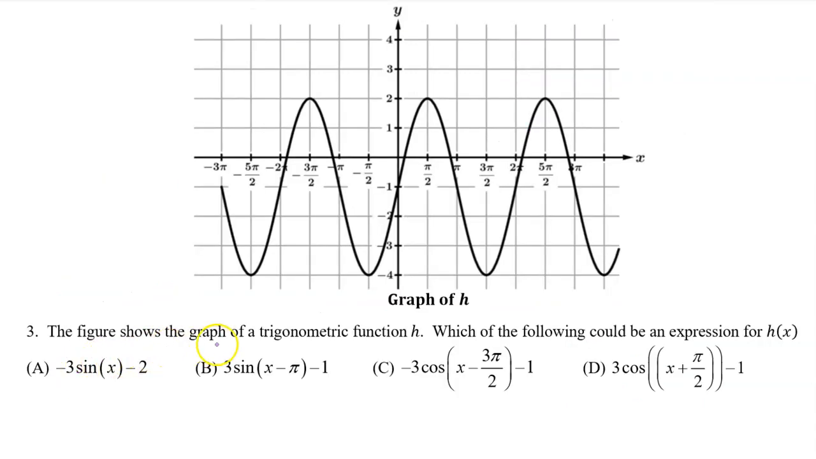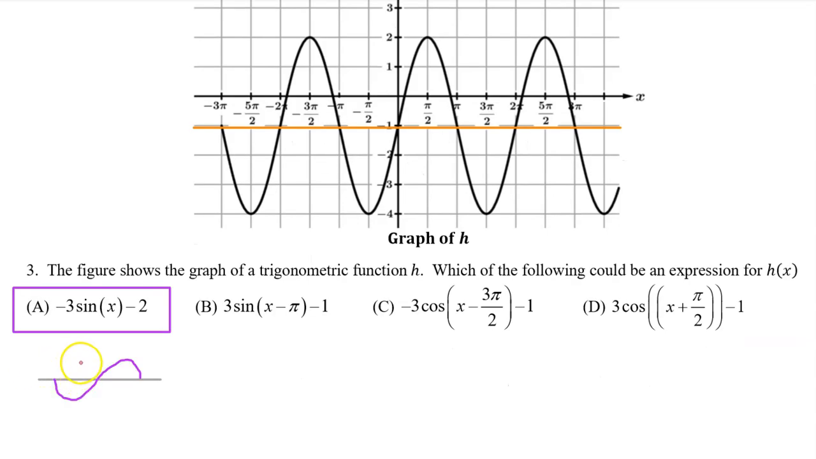Number 3. The figure shows the graph of a trigonometric function h. Which of the following could be an expression for h of x? Compared to the parent function, function A is an upside down sine function because of the negative a value. So, starting at the phase shift, one period will look like this. The c value is 0, so there is no phase shift. So one period is going to begin right at 0.